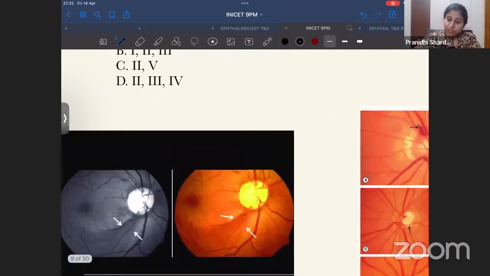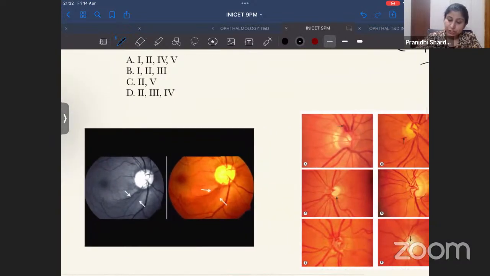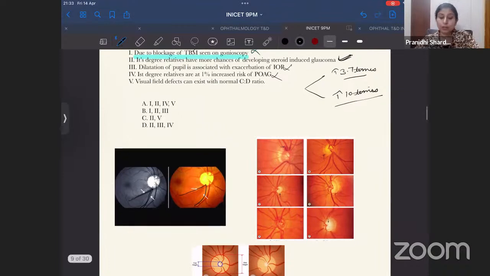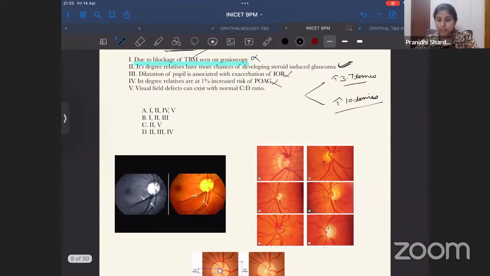Firstly, discussing the option given, that is the wedge defect. In this image, with the red-free filter, you can see a wedge shaped defect without any involvement of the cup disc ratio. These wedge shaped defects can be seen, so these are the type of visual field defects.